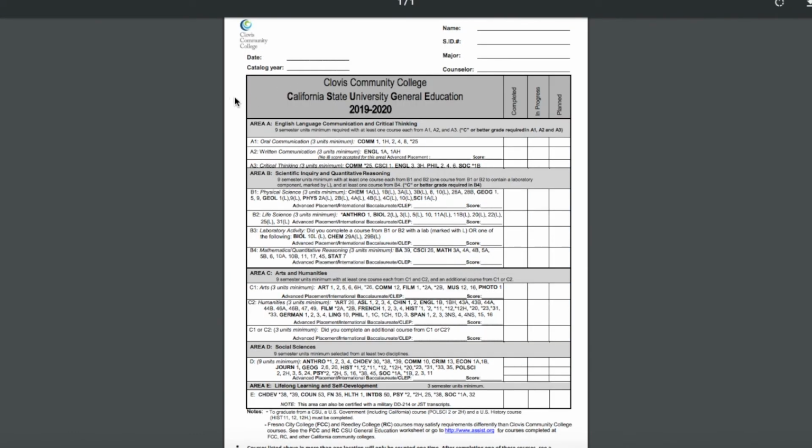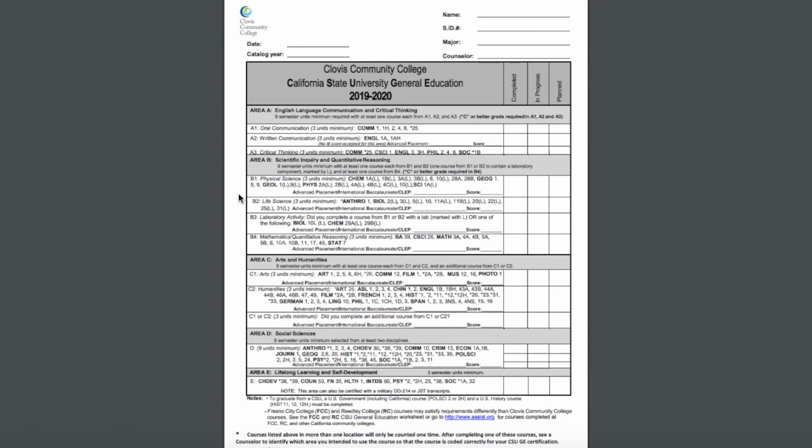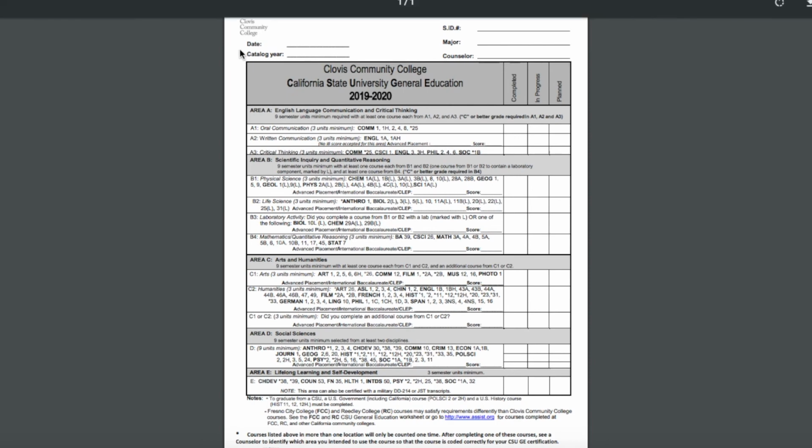Now let's take a look at the California State University General Education. So this is what we've been referring to when we were looking at the SEPs to see what courses satisfy which areas. This can be found on our website. Different areas require different amounts of units, so just make sure that you are really paying attention to how many units each area needs.